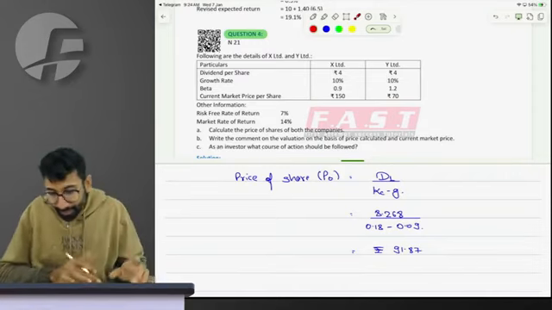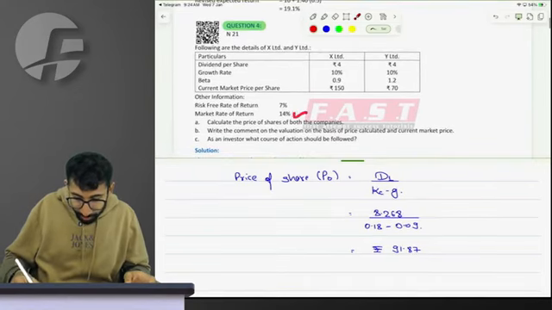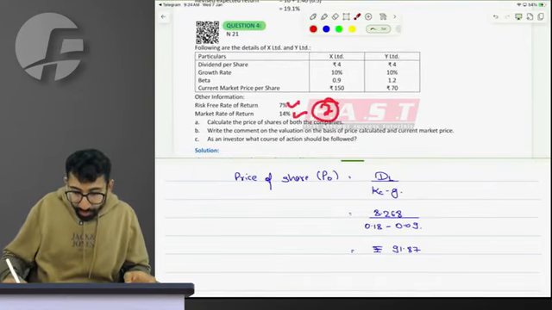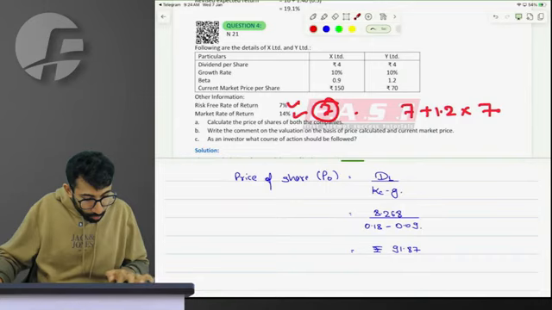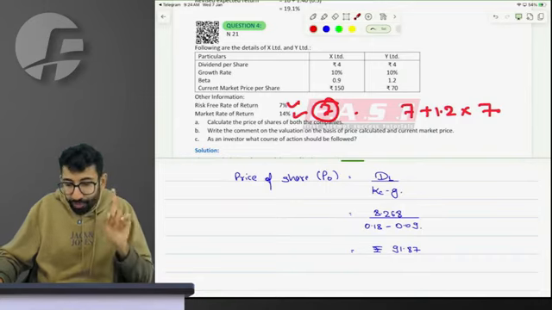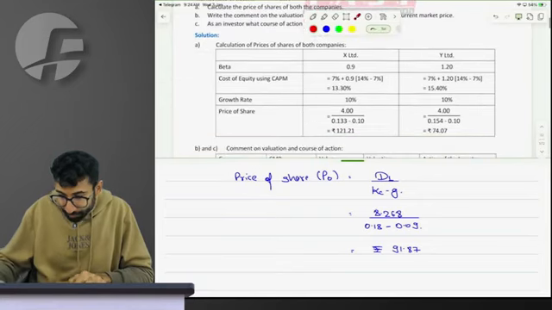Let's first of all calculate KE. Sir, RM is 14, RF is 7. So RM minus RF is 7. So RF plus beta of 1.2 into RM minus RF of 7. 7 into 1.2 plus 7 gives me 15.4 as the cost of equity of Y Limited.